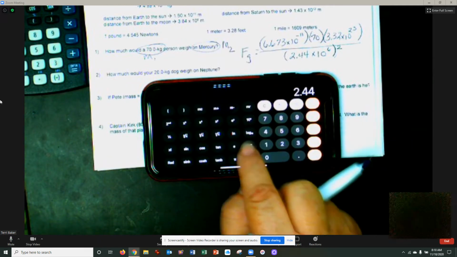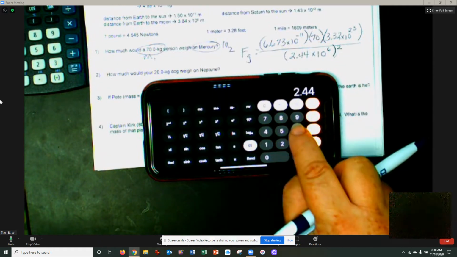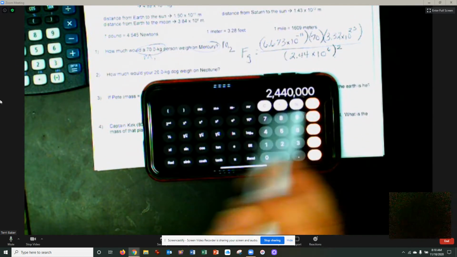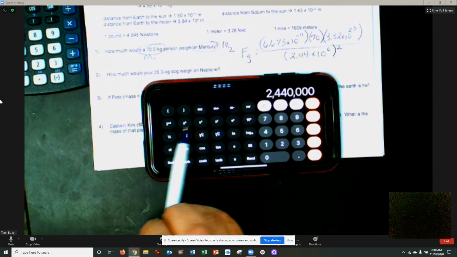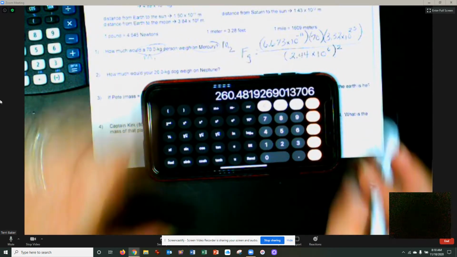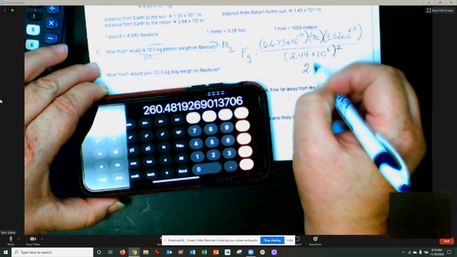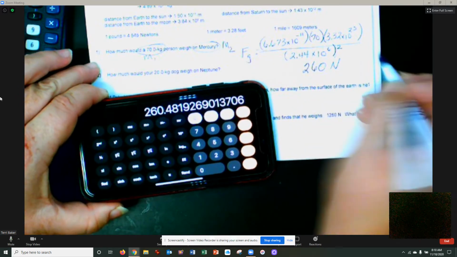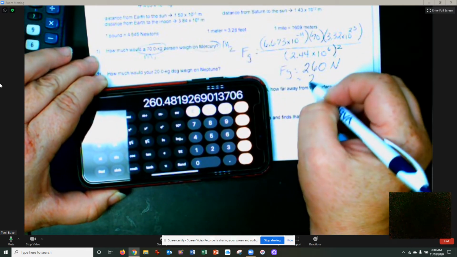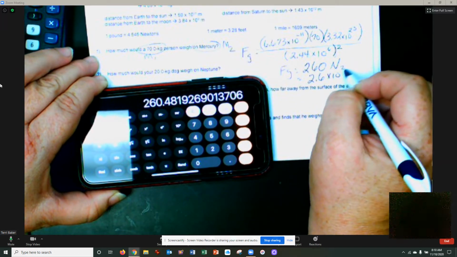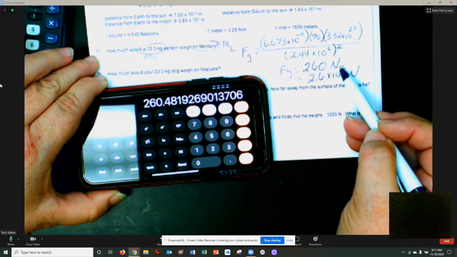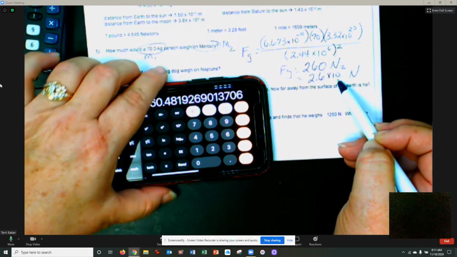2.44, EE, 6, close the parenthesis, and then you're going to square it. Here's your square right here. So you hit square, equals. And if done correctly, you should get 260 newtons. Depending on what calculator you're using, it may show up as 2.6 times 10 to the second newtons. Same thing. This is how we normally write it. This would be scientific notation.